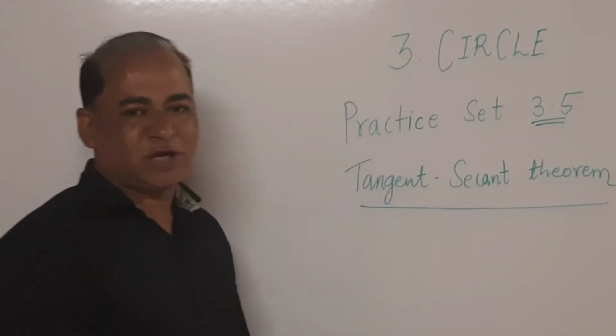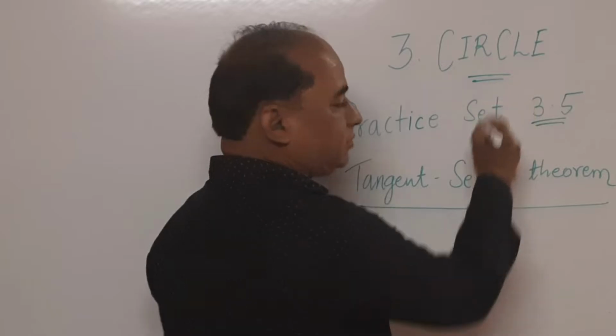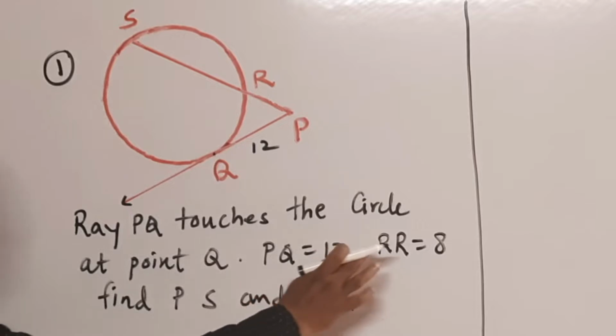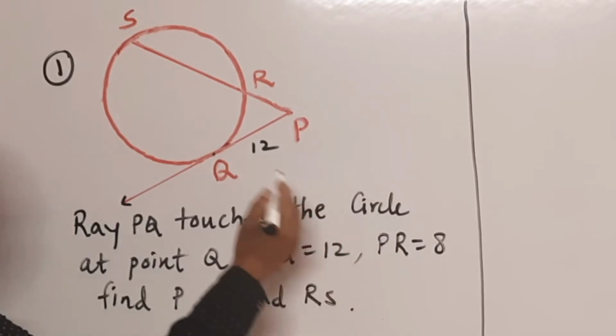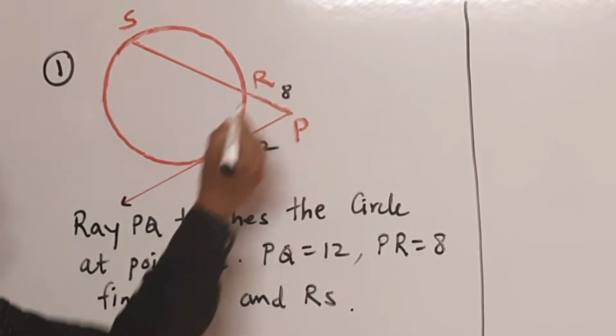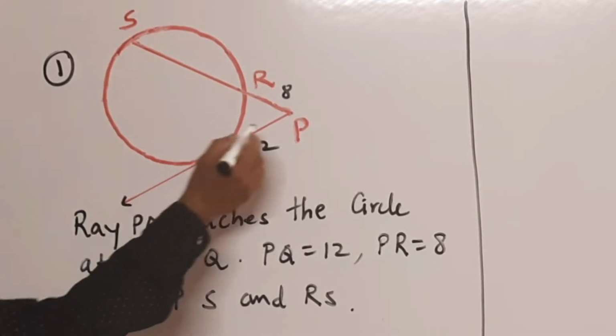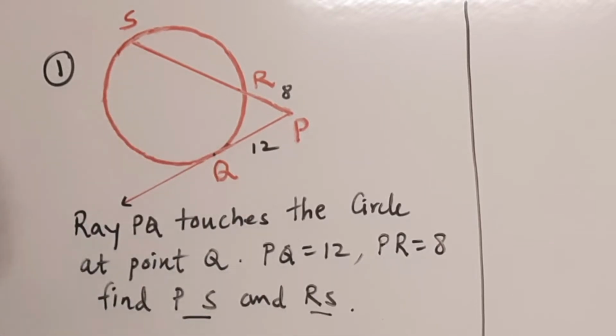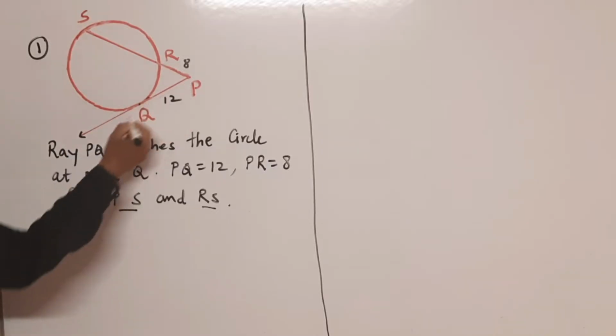In this video, we will solve examples from practice set 3.5, which are based on the tangent secant theorem from the chapter Circle. First example: in the given figure, ray PQ touches the circle at point Q. PQ is equal to 12. PR is equal to 8. Find PS and RS.